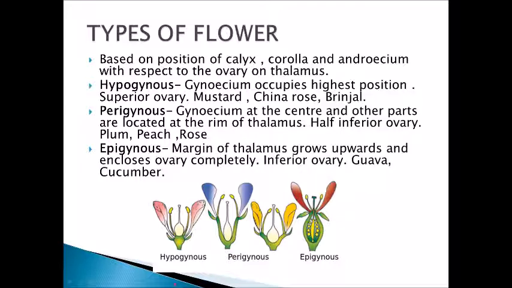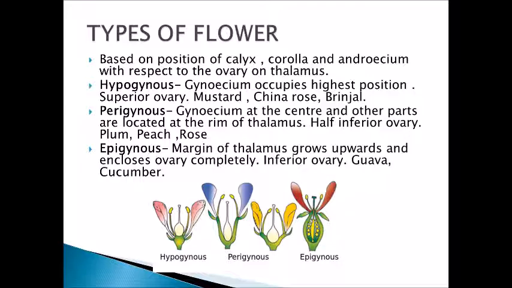See here the first diagram. This is the thalamus or receptacle, and on this thalamus the ovary is in the superior position. Other parts, that is the calyx, corolla and androecium, are below the ovary. Ovary is superior, so such a flower is called a hypogynous flower.